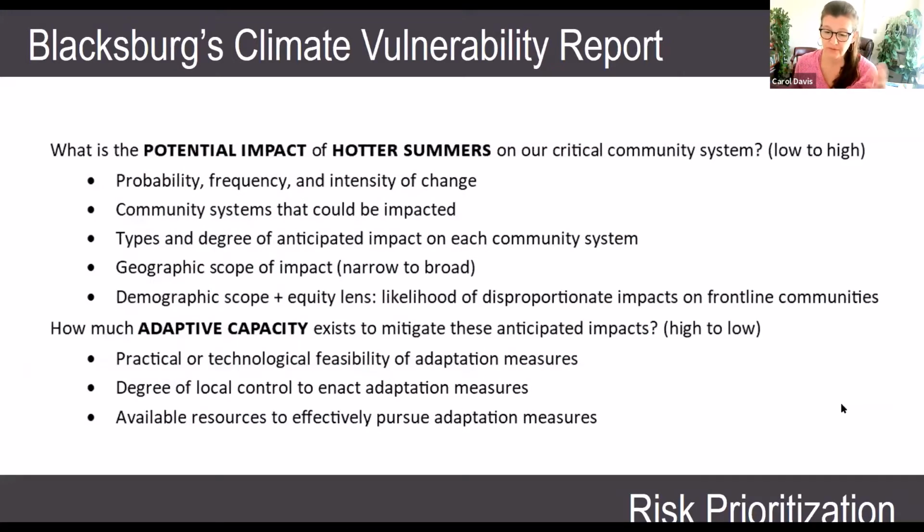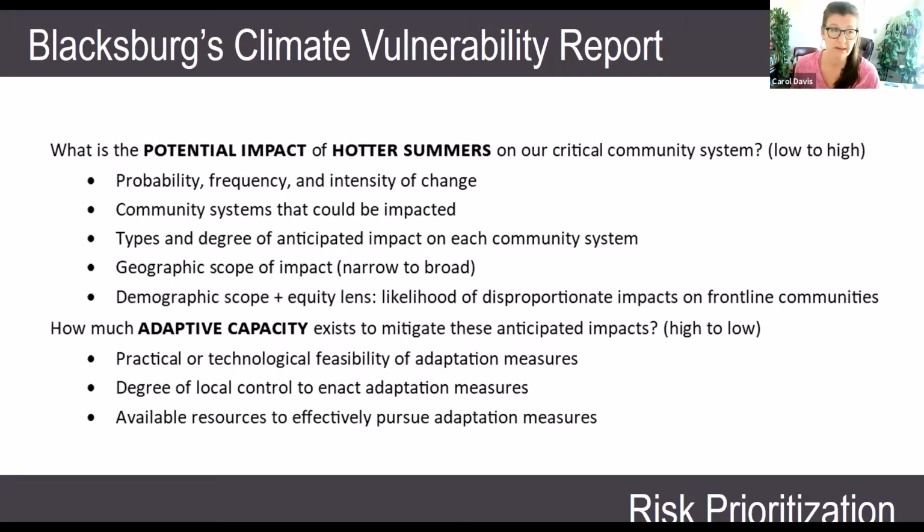So with all of that data and modeling, what our team did was work to evaluate the level of risk and prioritize it. So we weighed essentially two things along two axes. What is the potential impact of the climate hazard, be it hotter summers, warmer winters, changes to precipitation? Is it a low potential impact or a high potential impact? Where on that continuum?